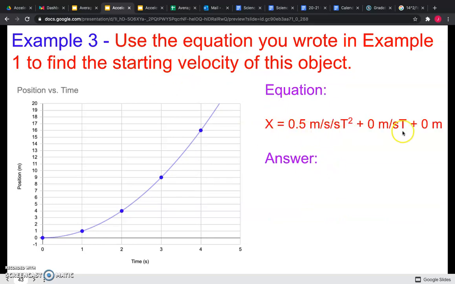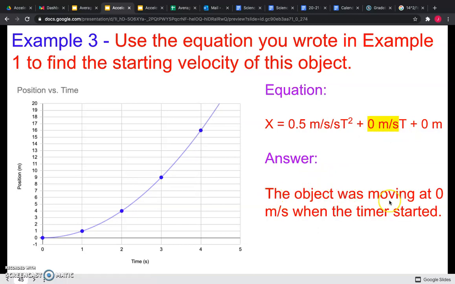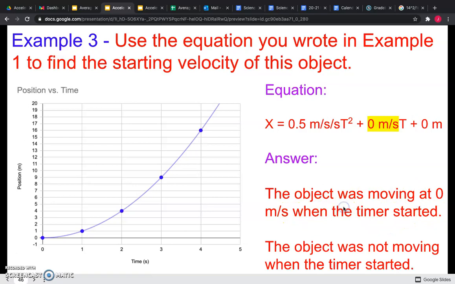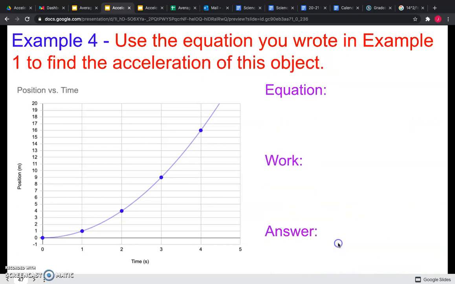Okay? Let's do the same thing, but find the starting velocity. So we're going to take this same equation. This middle number is the starting velocity, 0 meters per second, right? Meters per second, those are our units for velocity. The object was moving at 0 meters per second when the timer started. So that tells us how fast the object was going when the timer started. We could also say that the object was not moving when the timer started, right? That would mean the same thing. 0 meters per second and not moving or resting or standing still, right? All mean the same thing.